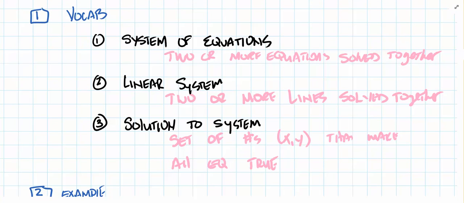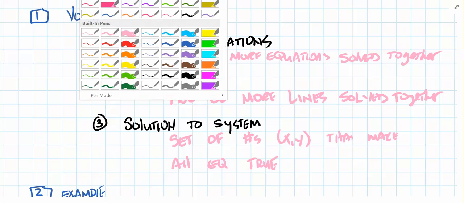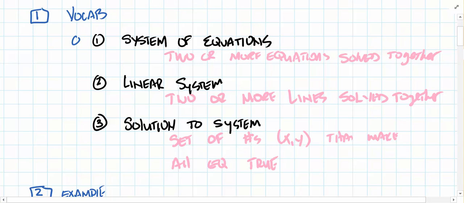The three words that we need to be responsible for in this section are systems of equations, which are just two or more equations that are solved together at the same time. We'll see a couple of examples of those later. A linear system would have to be two or more lines, since we're talking about a linear system, that are solved together. And then a solution of the system is the set of numbers, like an x, y coordinate pair, that make all equations in your system true.